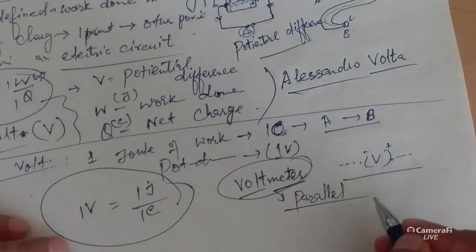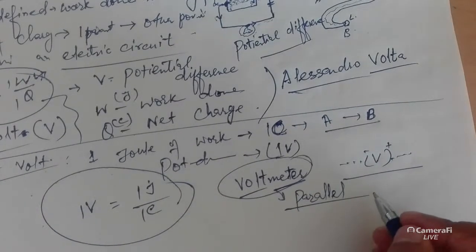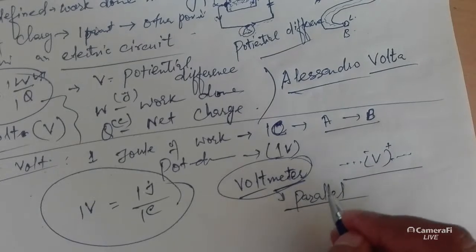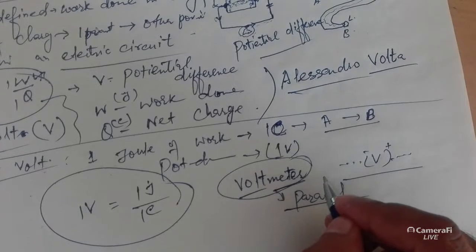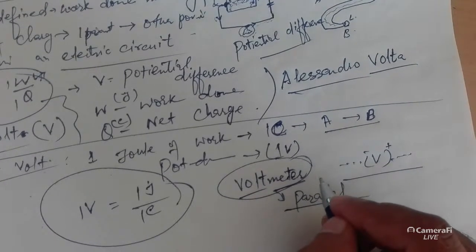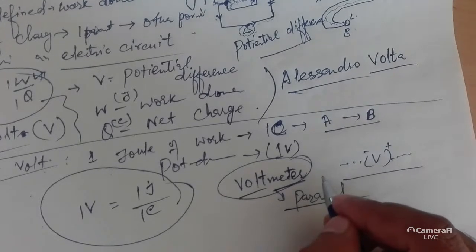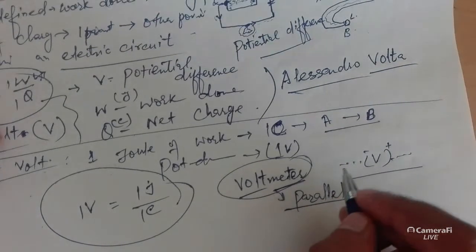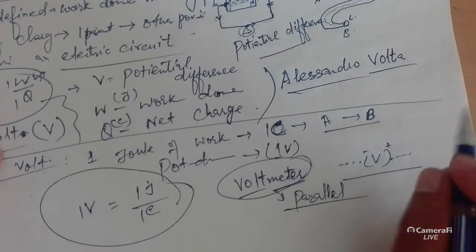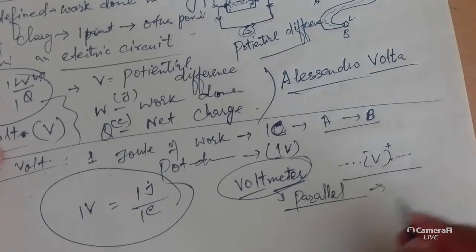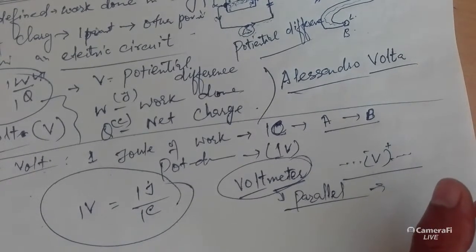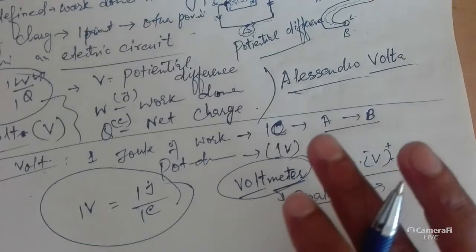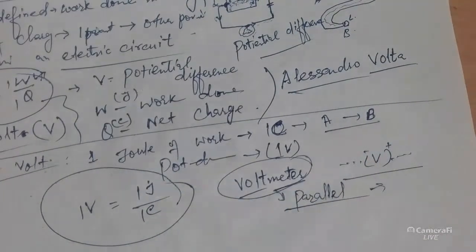Parallel in an electric circuit, unlike the ammeter, which is always in series. Here we have the voltmeter, it is connected in parallel to the points between which the potential difference needs to be measured. It has high resistance. So that we will see in the next session of this.